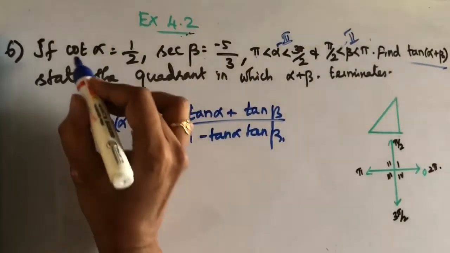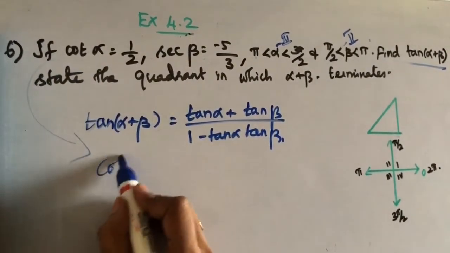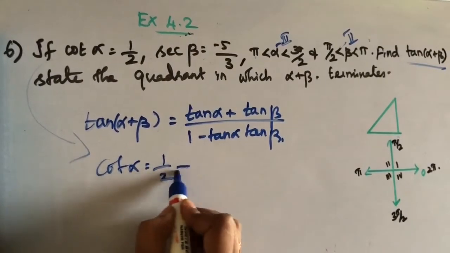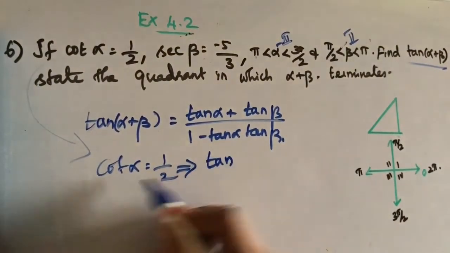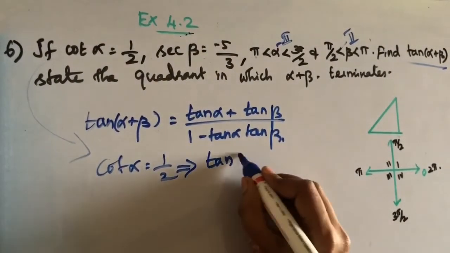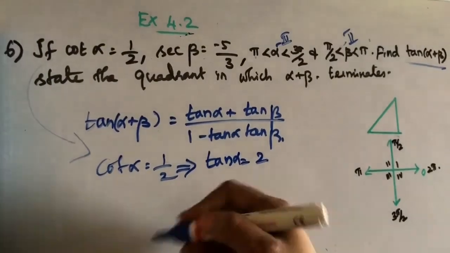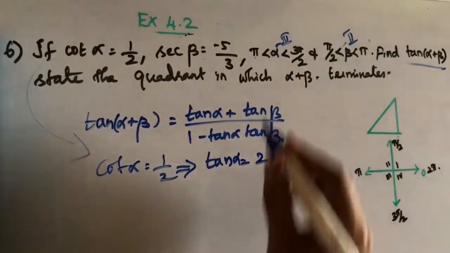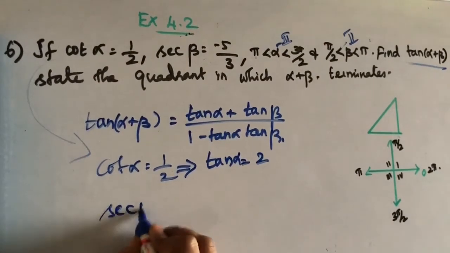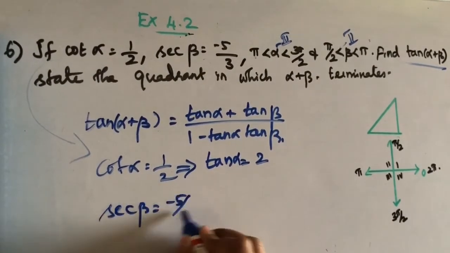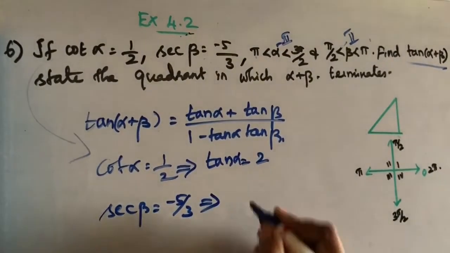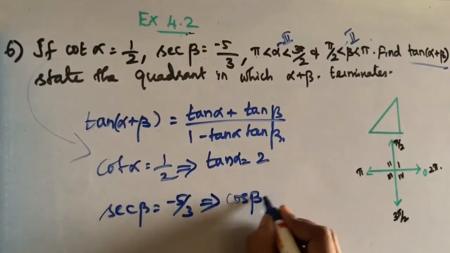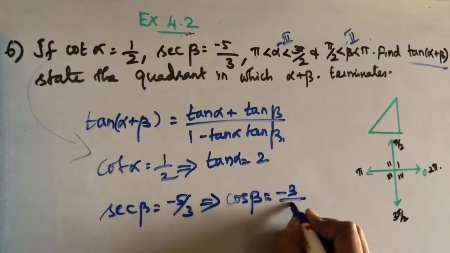With cot alpha equal to 1 by 2, that implies tan is the inverse of cot. So tan alpha equals 2. It's the inverse, 1 by tan is cot, isn't it? Now secant beta is minus 5 by 3. What is the inverse of secant beta? Cos beta. Cos beta is equal to minus 3 by 5.